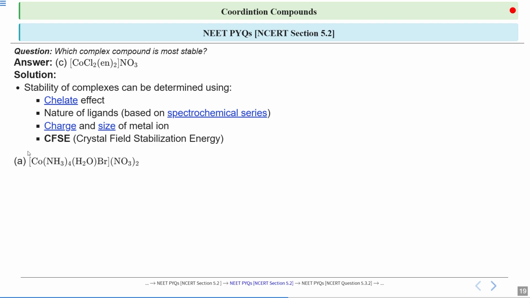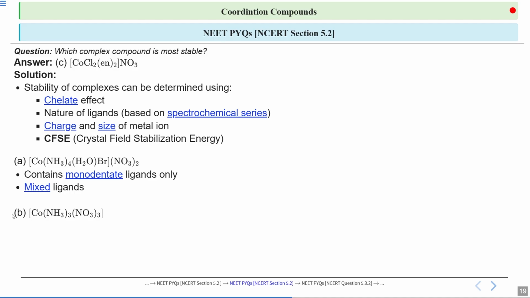So the first complex given is [Co(NH3)4(H2O)Br](NO3)2. It contains only monodentate ligands. Monodentate means having only one denticity, that is, only one donor atom that can bind to the central metal ion, cobalt. So here all the ligands are monodentate and mixed ligands: ammonia, water, bromine, NO3, they all are monodentate ligands.